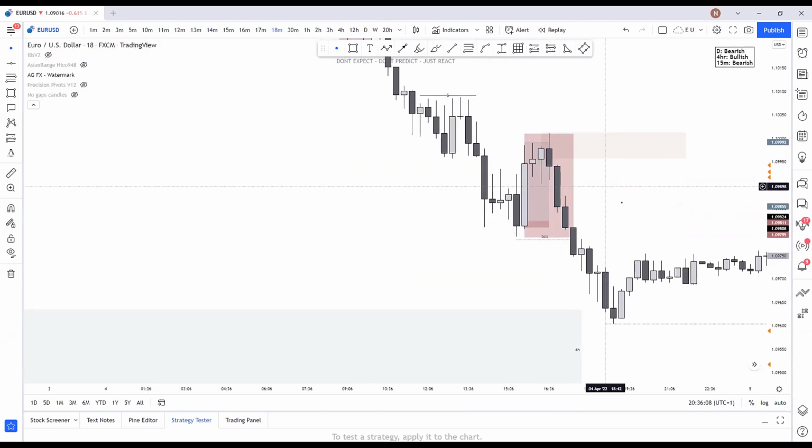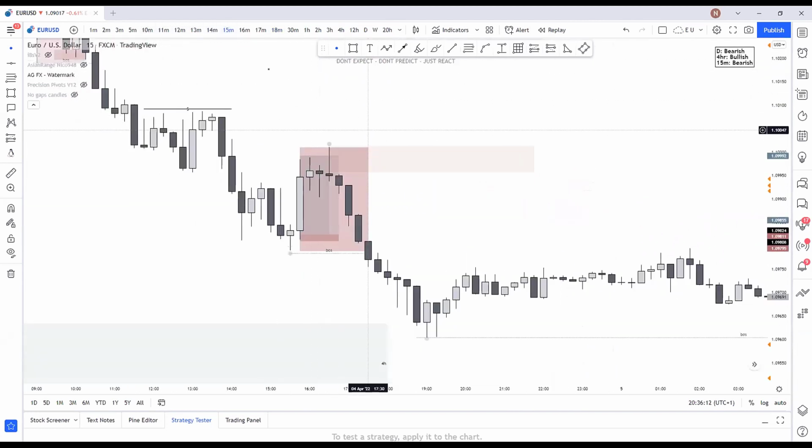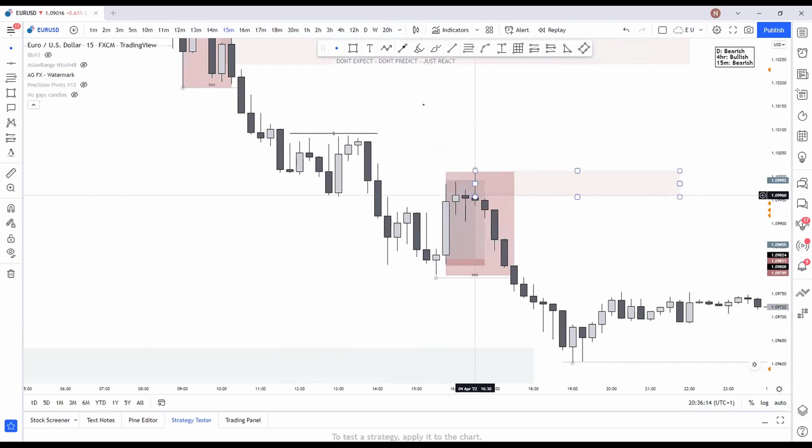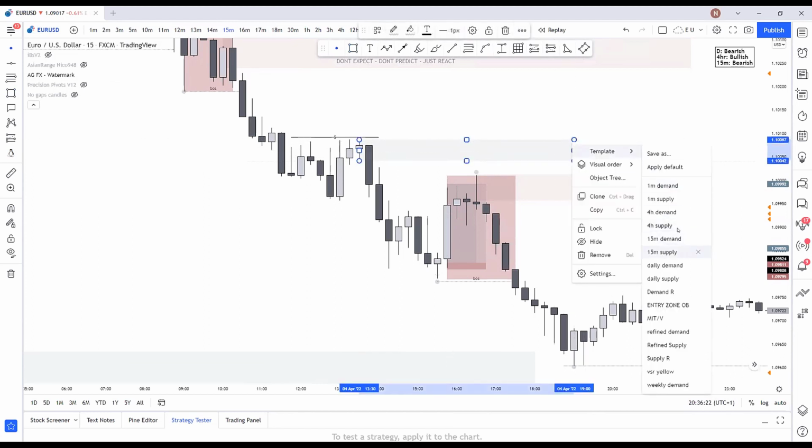So that's how I mark my POIs, simply moving up and down between the 10 and the 15. If I have to go up to the 18, I will. Here's a wick I took as well. Here's another example of another zone. That's how I mark up my supply and demand zones on the 15 to 4 hour and everything.